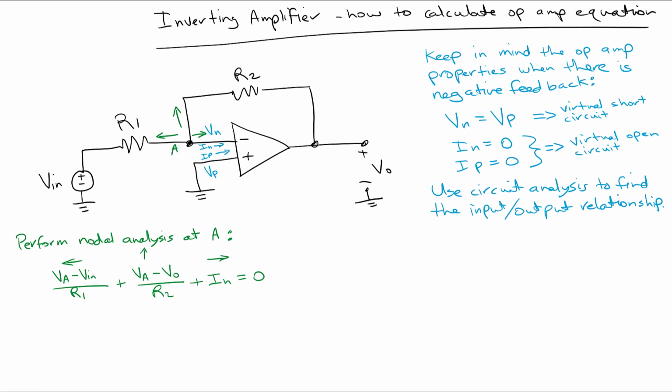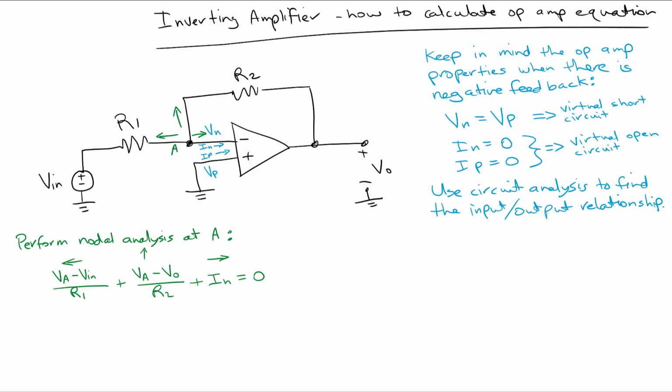To the left, moving this way, we have this term here, VA minus Vin over R1. And then, moving up, we have this term VA minus Vout divided by R2. And then we have the current flowing in to the negative input terminal, and that is IN.